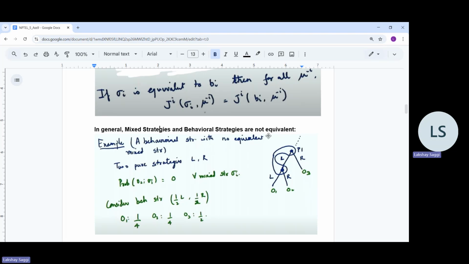So what is the set of pure strategies for P1? The pure strategies for P1 are just L and R, because the set of pure strategies is just the set of actions corresponding to each information set of the player.